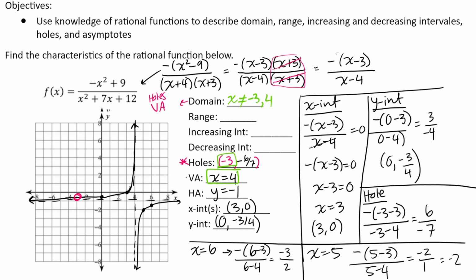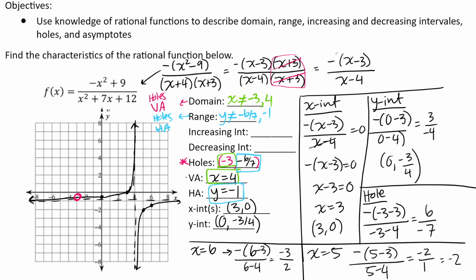For the range, that is going to be affected by the horizontal asymptote and the holes. So the y value of the hole and the horizontal asymptote. y cannot equal negative 6/7 or negative 1. It can be everything else except for those values.